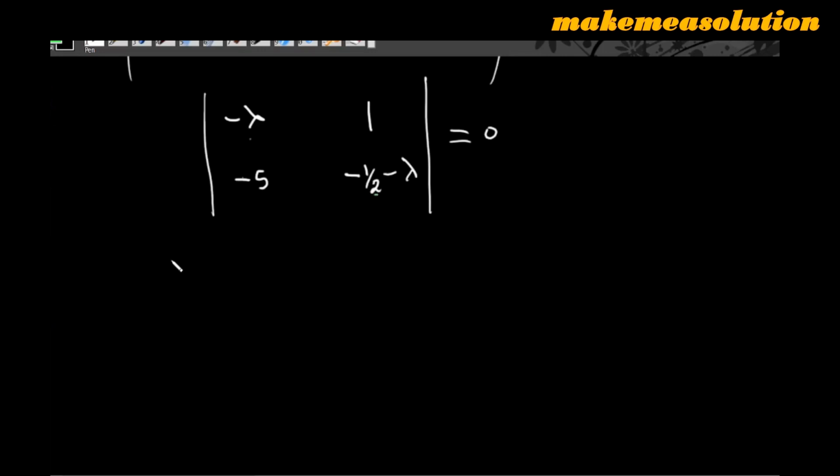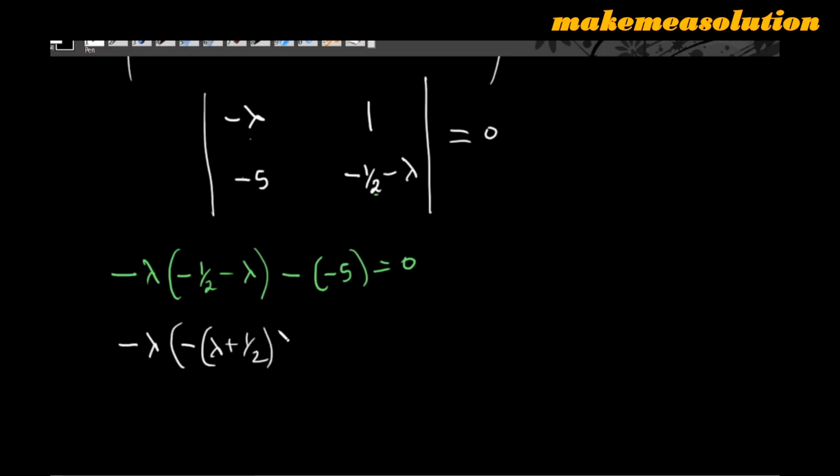So this times this minus this times this. So you have minus lambda times minus 1 over 2 minus lambda, then minus 1 times minus 5, which is going to be a minus 5, equal to 0. Is that okay? So if you rearrange this one, you have minus lambda into lambda plus 1 over 2. I just factored out the minus sign from these two places, and plus 5 equal to 0. So this minus sign can cancel out this minus sign. You have lambda into lambda plus 1 over 2, and plus 5 equal to 0.